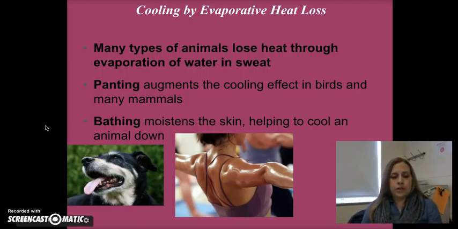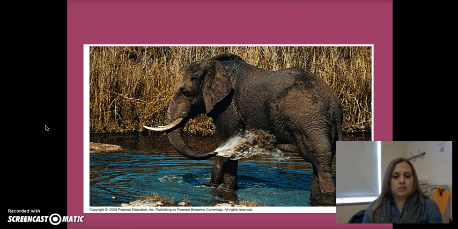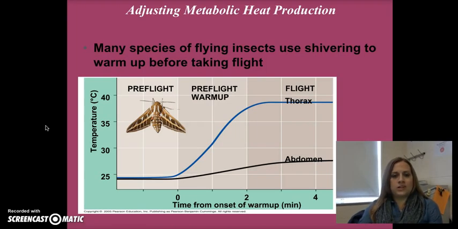Cooling by evaporative heat loss is really important. So many types of animals lose heat through evaporation of water and sweat. If you have dogs at home, you'll see your dogs panting with their tongues hanging out when they get hot. So panting augments the cooling effect in birds and many mammals. Then you also have bathing that moistens the skin and essentially helps to cool an animal down. So there you have your elephant bathing himself so that he can cool down.